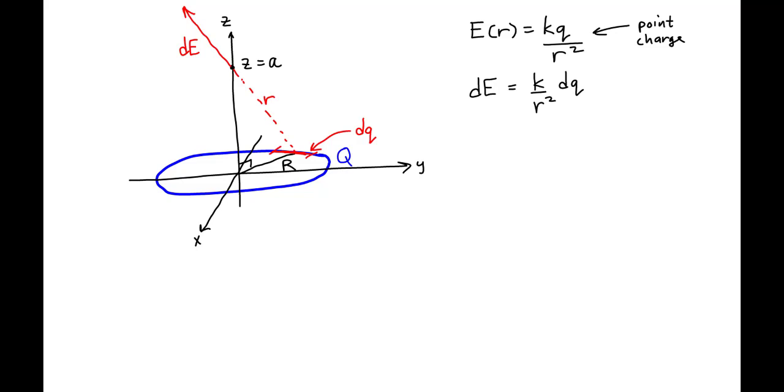We want to turn this tiny bit of electric field into an overall electric field by summing up all of the pieces of charge that contribute from the ring. So in order to do that, I'm going to draw another sketch to help me out. This sketch is going to have a side view perspective. So here's the side view of my ring of charge.